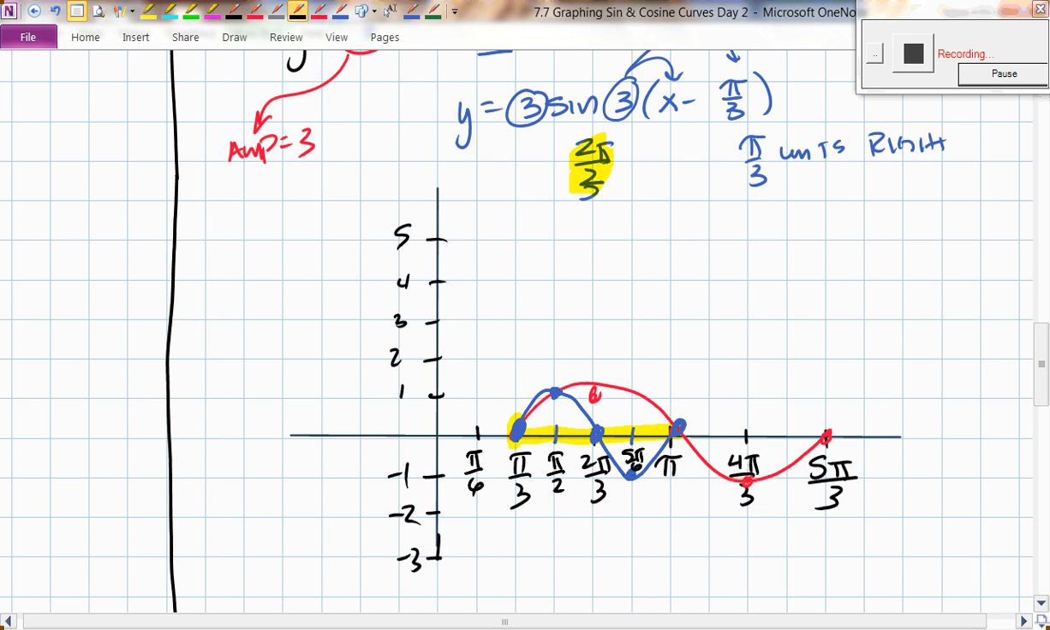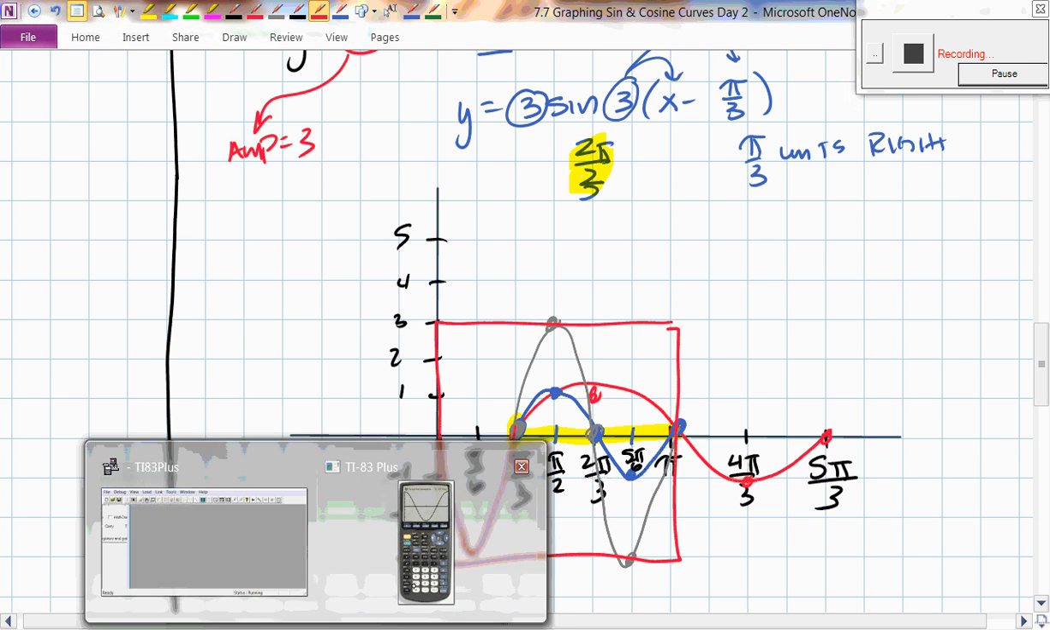The only thing left to do is to increase the amplitude from 1 to 3. So I'm going to use, let's go gray. That one stays there. Pi over 2 goes up to 3. This one stays there. This one goes down to negative 3. And this one stays there. So they're like a W.